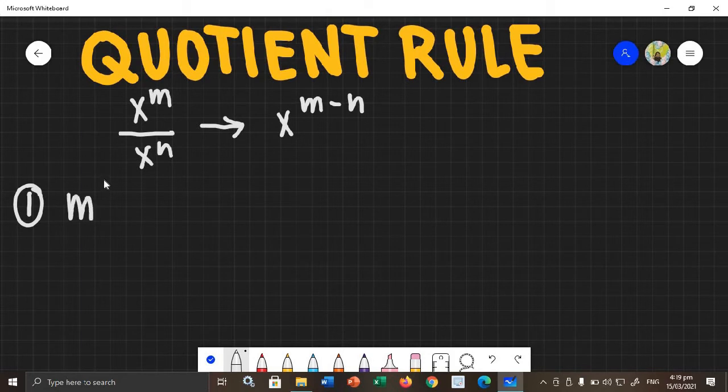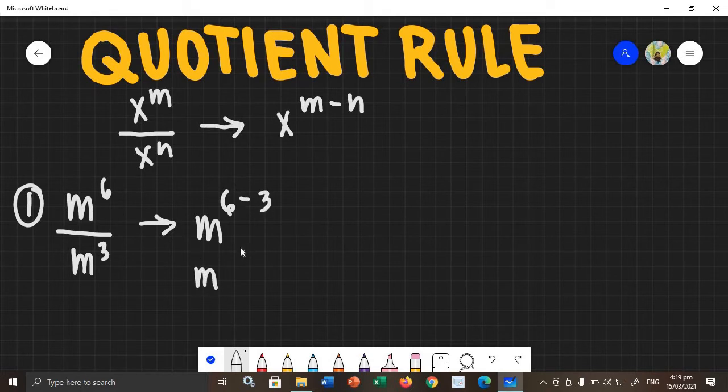We have m raised to the 6th power all over m raised to the 3rd power. To simplify this expression using the quotient rule, just take a look at the bases first. Identify first if they have the same base. In this example, they have the same base, which is m. So write m and then subtract their exponents. 6 minus 3 is equal to 3, and this will be your answer. So m raised to the 3rd power.